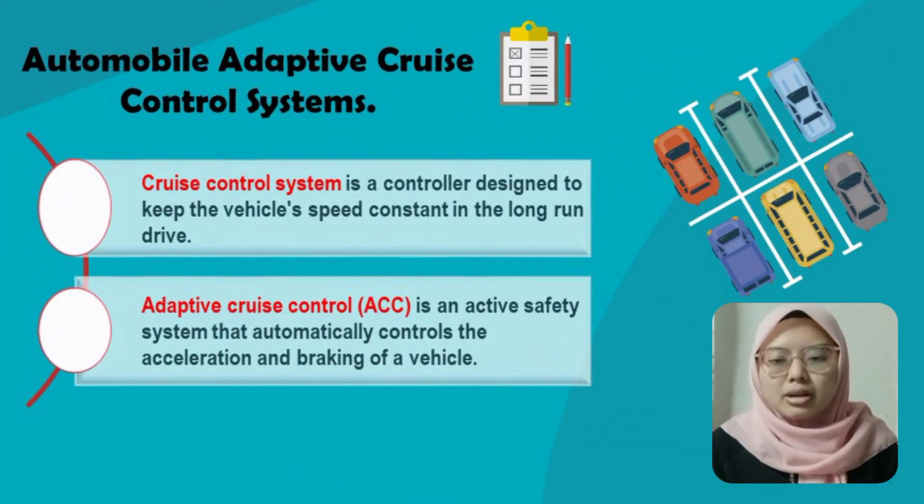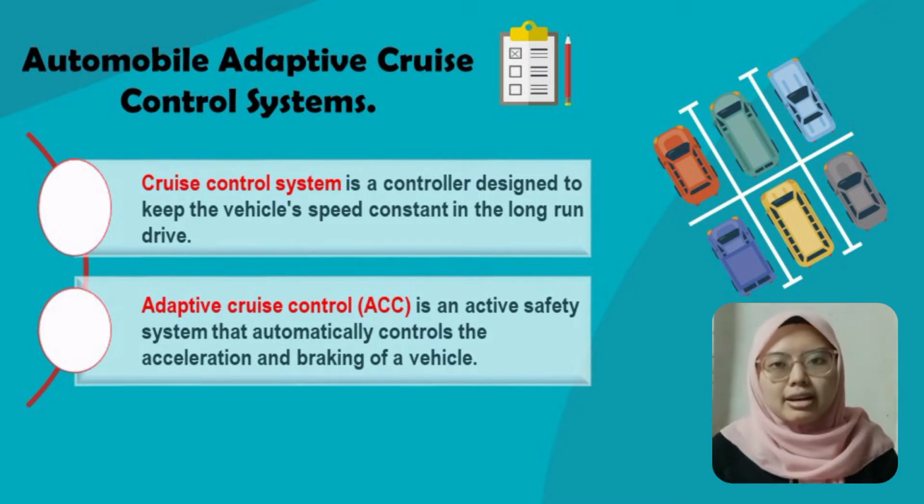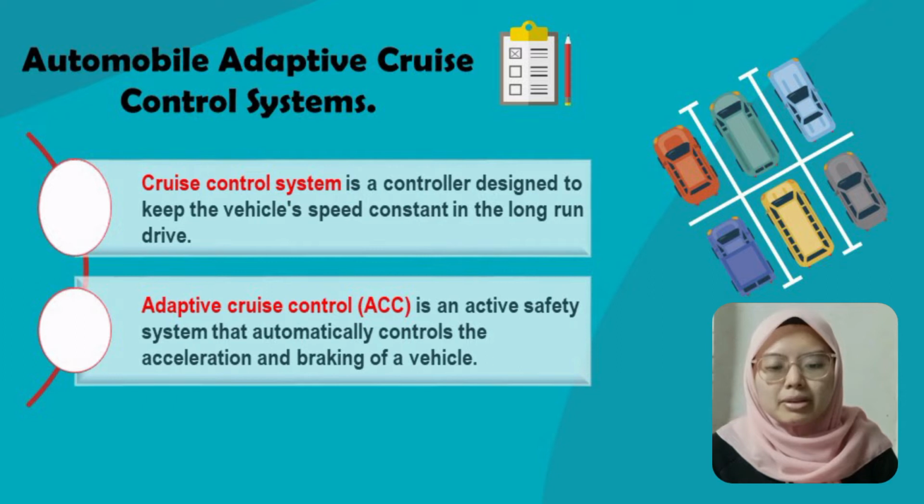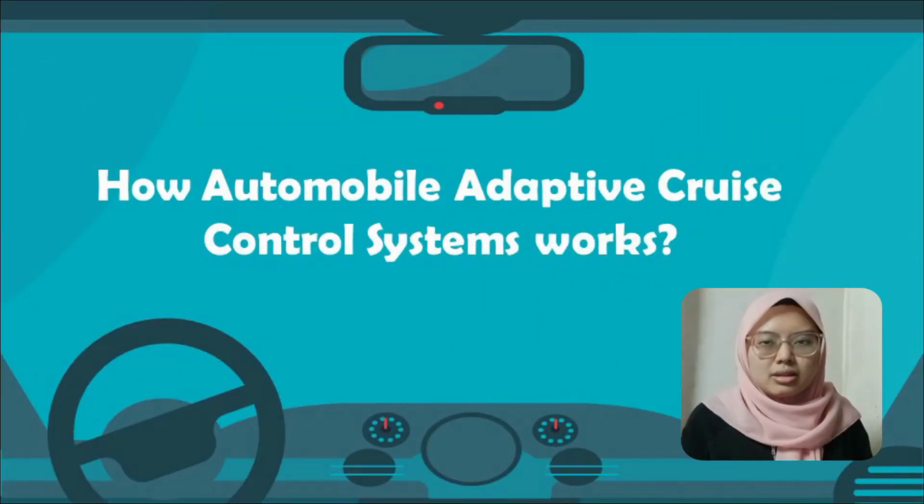Cruise Control System. Cruise Control System is a controller designed to keep the vehicle speed constant in a long run drive. ACC. ACC is an active safety system that automatically controls the acceleration and braking of a vehicle.